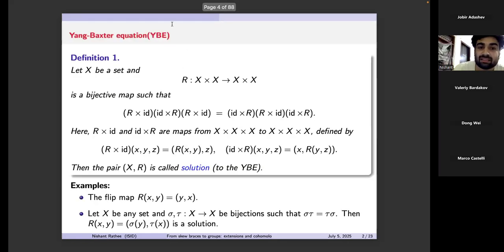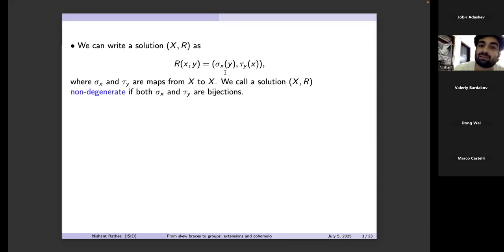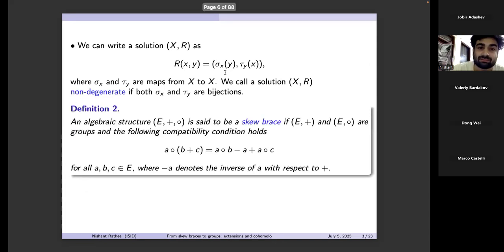As you can see, the identity map is also a solution of this Yang-Baxter equation. But if you take R to be the identity, the coordinate maps will not be bijections. So that is not a non-degenerate solution. We'll basically talk about non-degenerate solutions because they are the most interesting ones. So this is what we mean by non-degenerate solution.